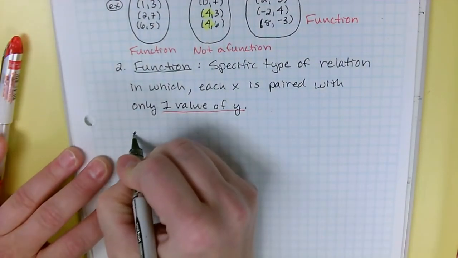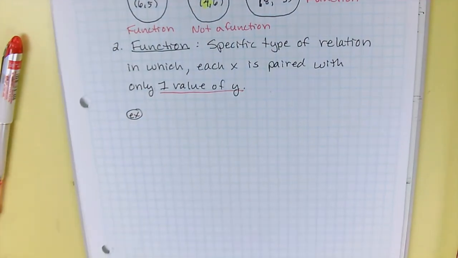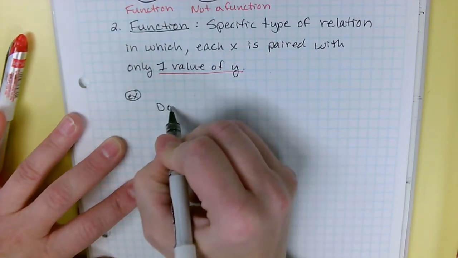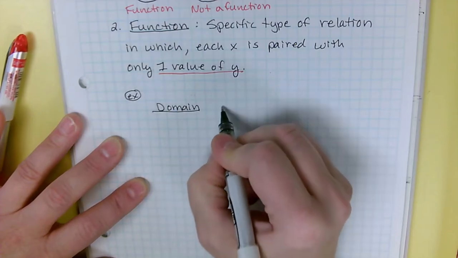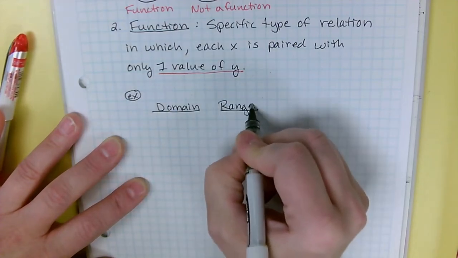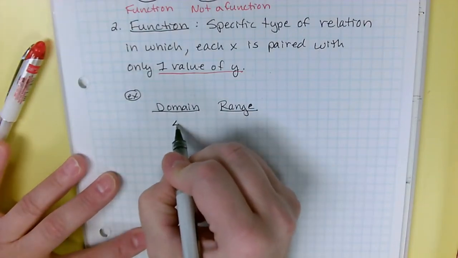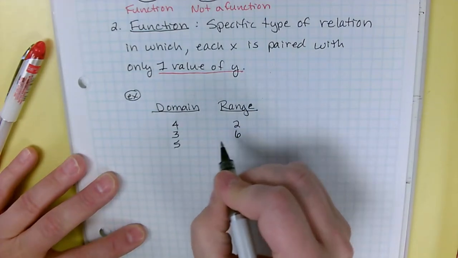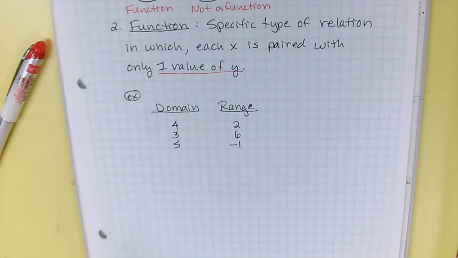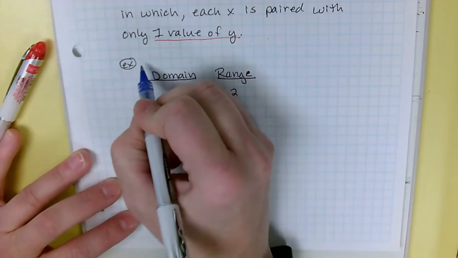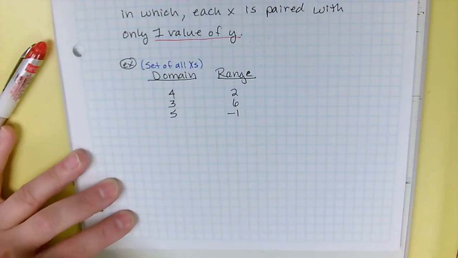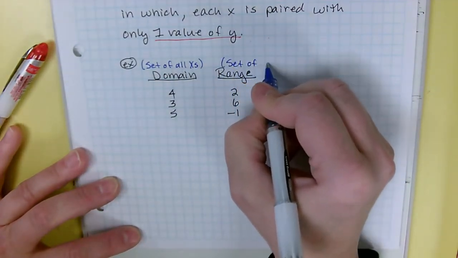Okay, so another form of question you're going to see is the domain range type of question. So we're going to label this up top in a second. So leave a line, and they'll have domain and they'll have range. And underneath of domain, let's say they've got 4, 3, and 5. Under range, we've got 2, 6, and -1. Now, we've talked about domain and range before, but to review, the domain is the set of all x's, and the range is the set of all y's.